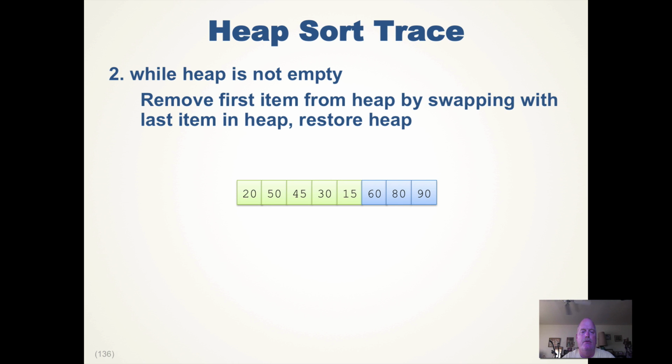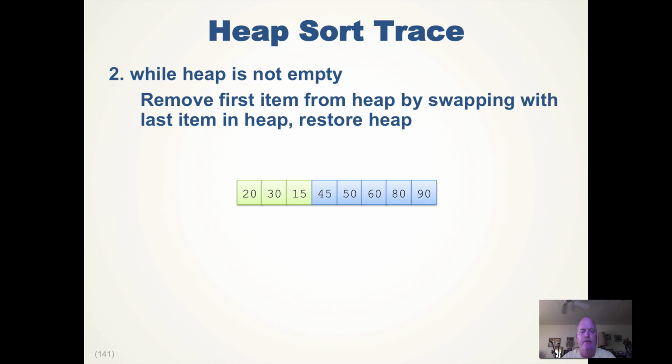We reheap, so we're going to replace 20 with 50. And then 30 is going to swap with 20. And now we've restored the heap. We pull 50. 15 swaps with 45. And we restored the heap.